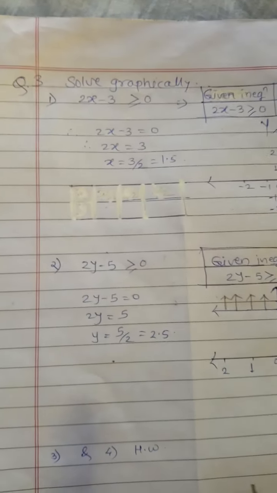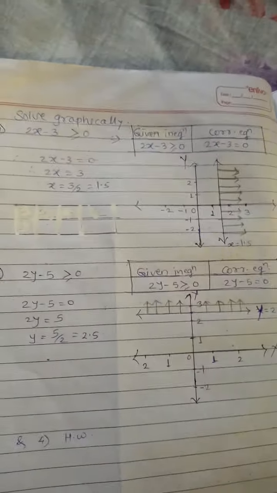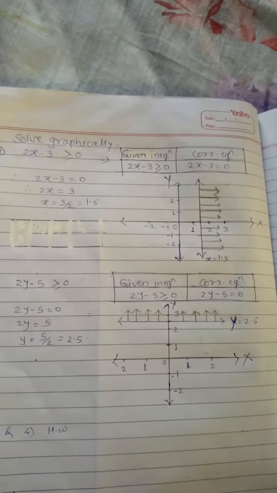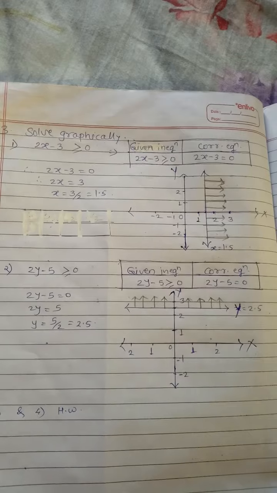It consists of 4 examples, out of which I solved 2 examples here and the remaining 2 examples you have to solve. So these 2 examples are for your homework. The remaining part we'll see in the next lecture.